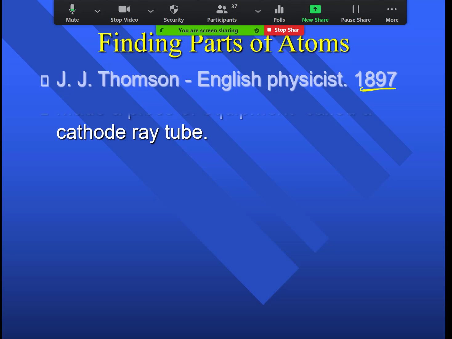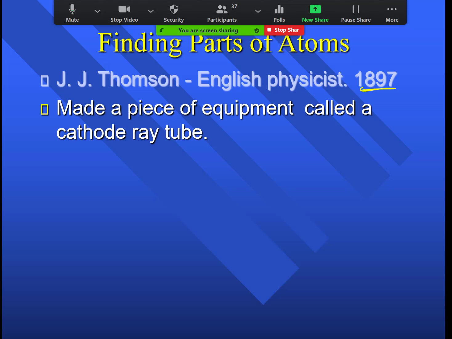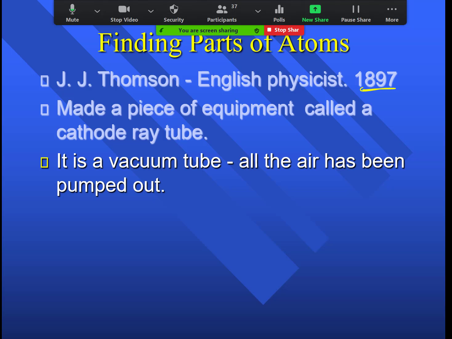So J.J. Thomson was trying to explain how a cathode ray tube worked. Let me tell you what a cathode ray tube is. He is not the first one to make a cathode ray tube. Lots of people made them, and nobody knew why they worked. So he was trying to figure out why they worked.